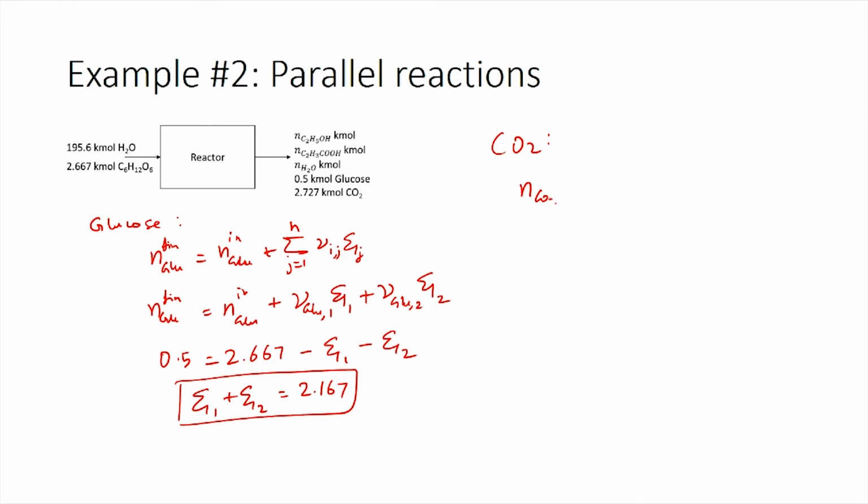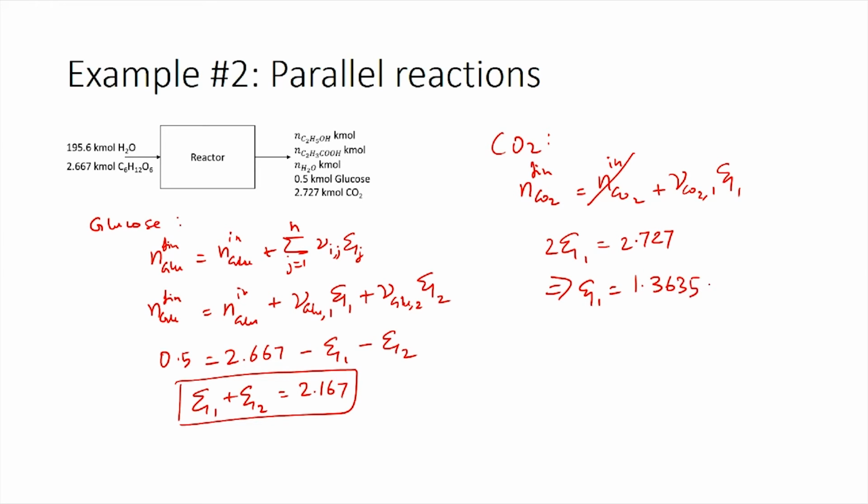You have N carbon dioxide final equals N carbon dioxide initial plus stoichiometric coefficient of carbon dioxide in the first reaction times the extent of reaction for the first reaction. As there is no carbon dioxide in the initial condition, you end up with the stoichiometric coefficient of carbon dioxide times the extent of reaction in the first reaction equal to the amount of carbon dioxide in the final condition. So, the stoichiometric coefficient of carbon dioxide is 2 and carbon dioxide is a product, which means the stoichiometric coefficient will be written as a positive 2, which is 2 times extent of reaction for 1 would be equal to 2.727, giving you the extent of reaction for the first reaction as 1.3635 kilomoles.